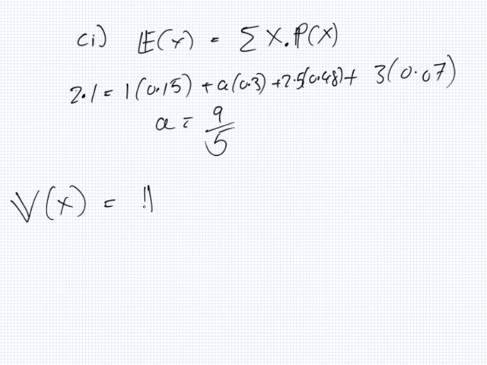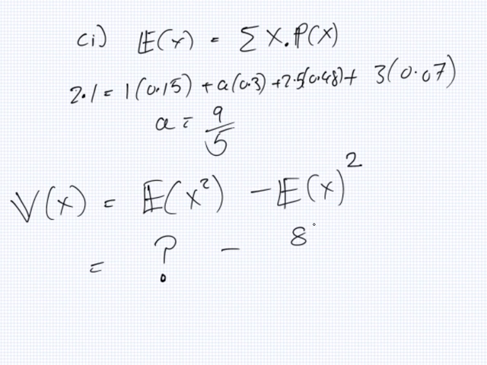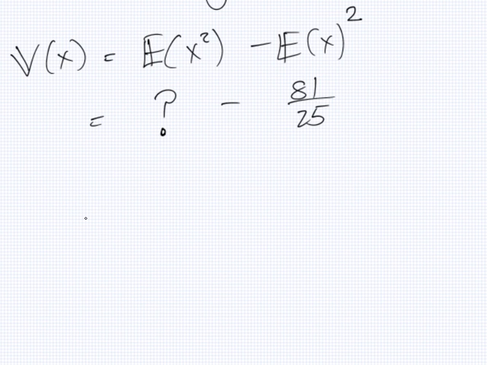Not quite. It's the expected value of x squared minus the expected value of x, then squared. So we need to work out what this is, but we know what this one is. It's 81 over 25. So we need to draw the table again, except this time it's 1. No, I've not called, it's not 81. What is it? 2.1 squared. It says the expected value is 2.1.